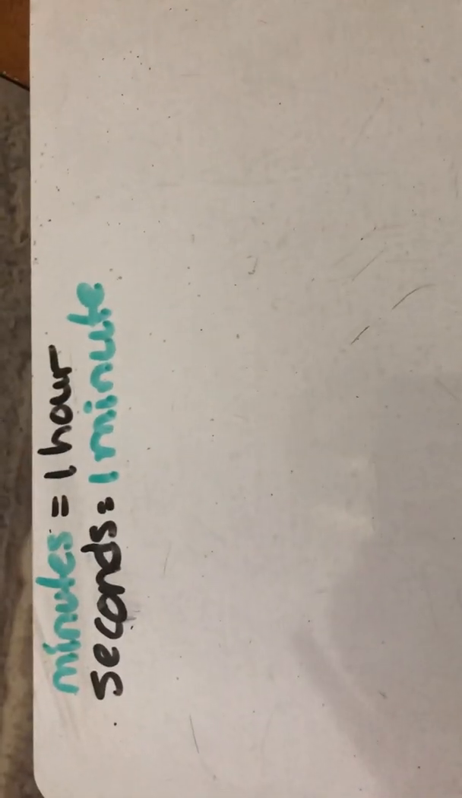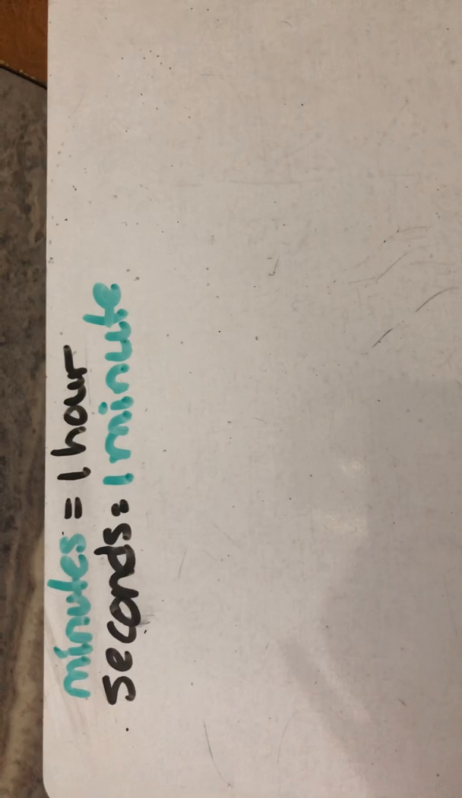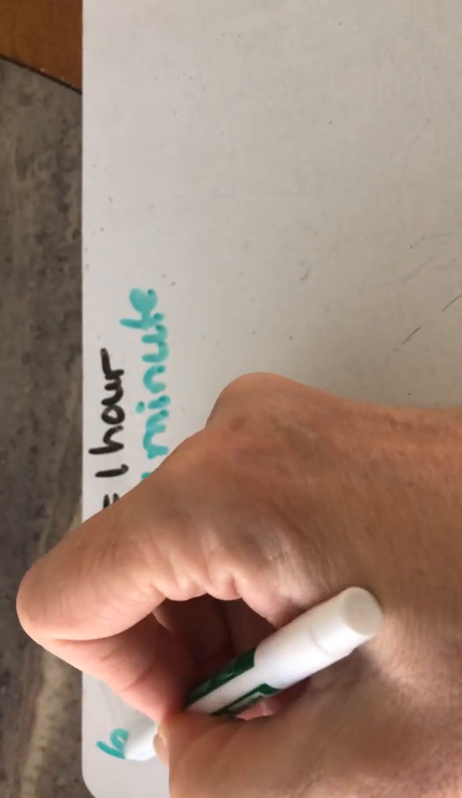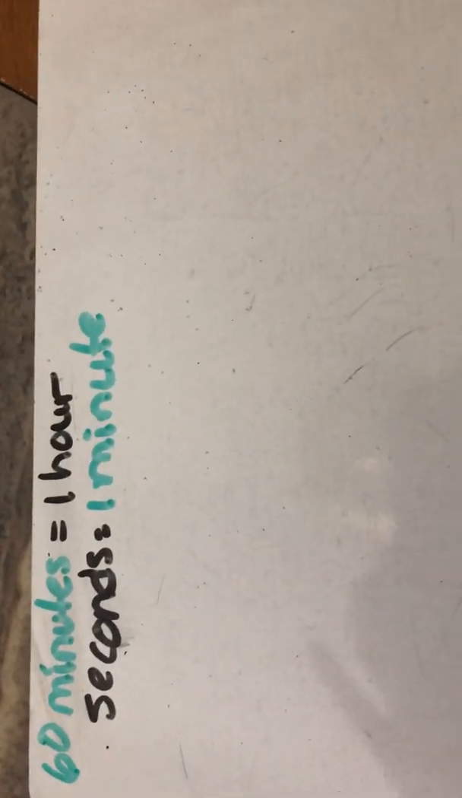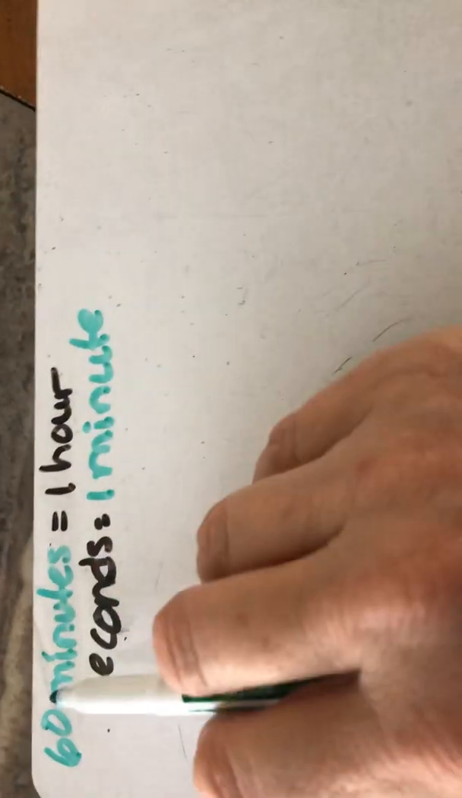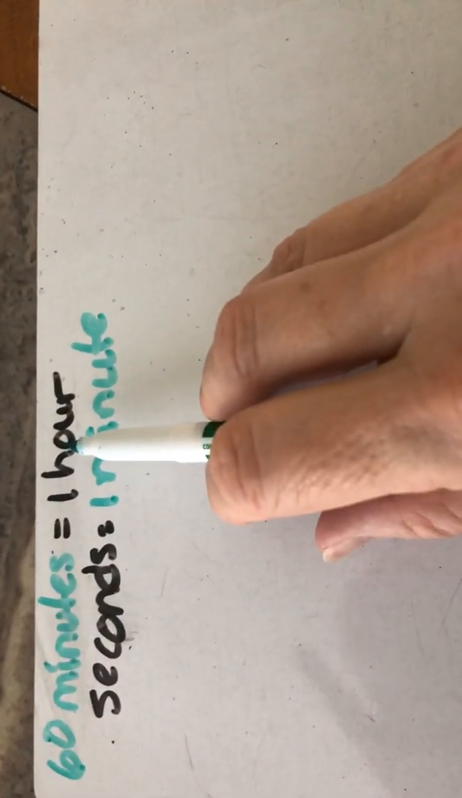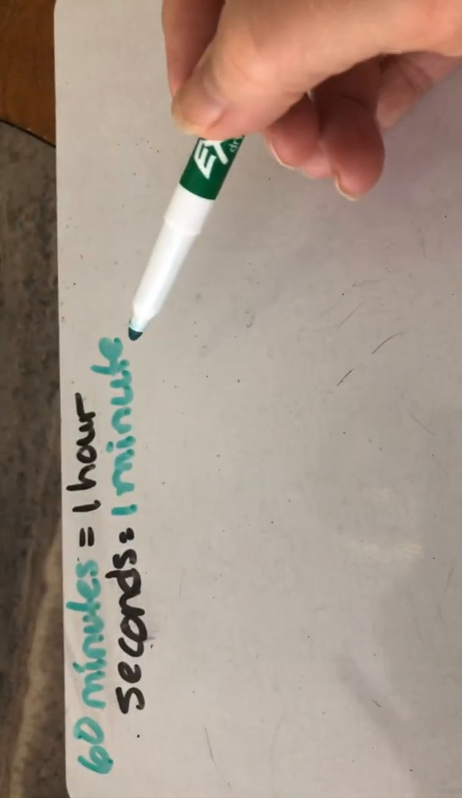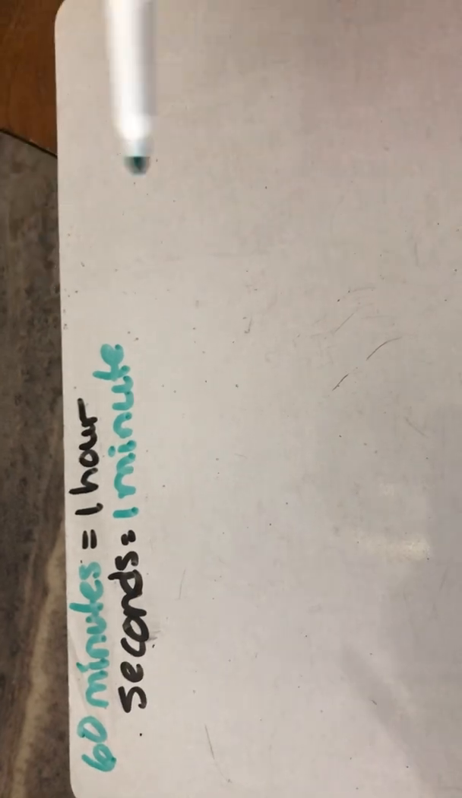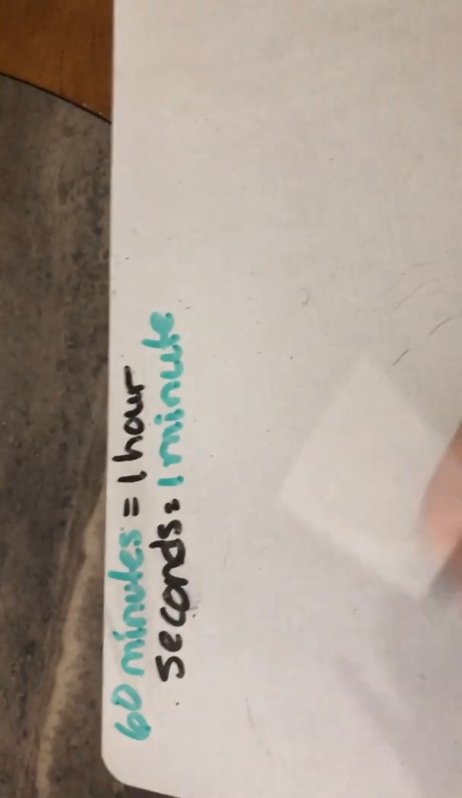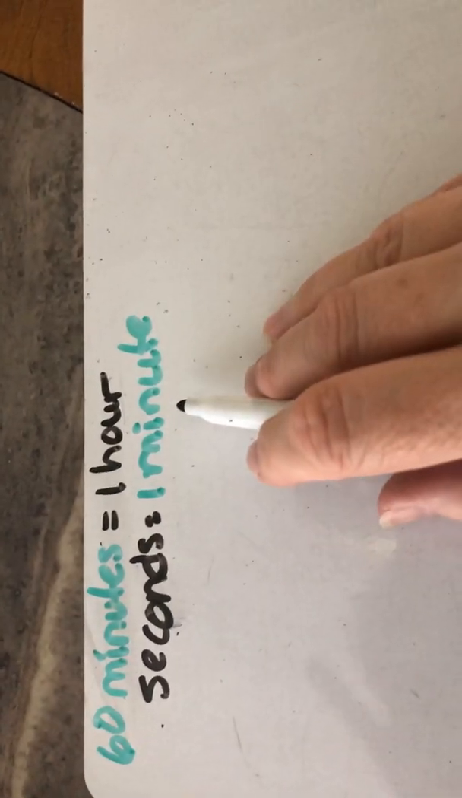Let's start with a review first of how many minutes are there in an hour. I'm hoping you said 60. Remember when we look at a clock, the longer hand is the minute hand and the shorter hand is the hour hand. There are 60 notches to go around for a whole hour, and then we can count by fives with the numbers. Today we're going to talk about how many seconds are in 1 minute.